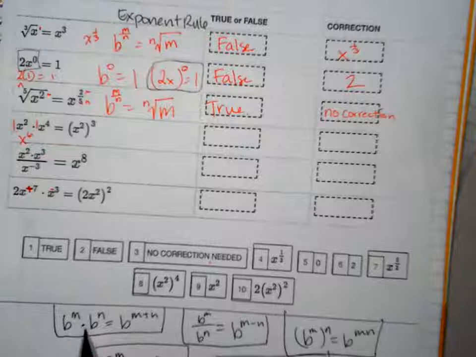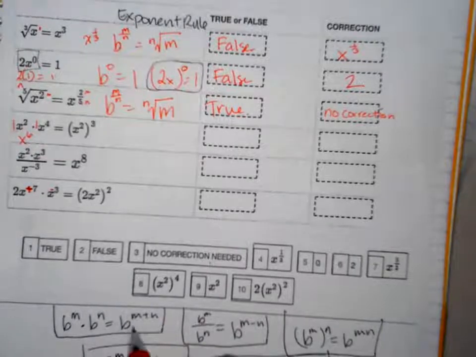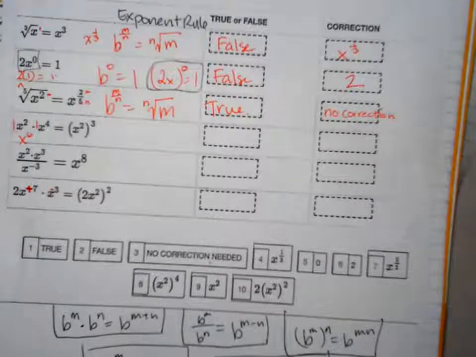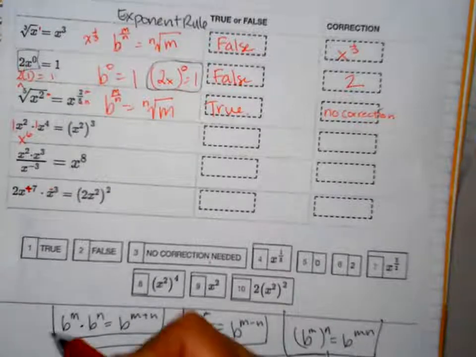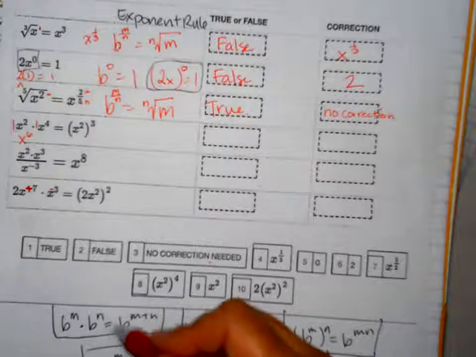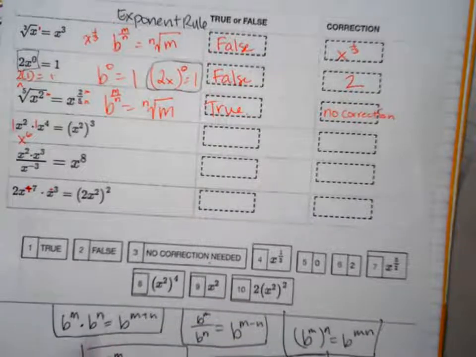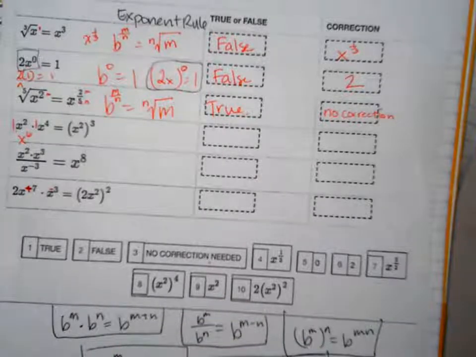b to the m times b to the n equals b to the m plus n. Multiply your coefficients, add your exponents. Okay? I have a 1 in front of there, a 1 in front of there. I still get 1b. And then I add them together. Add up the exponents. All right?